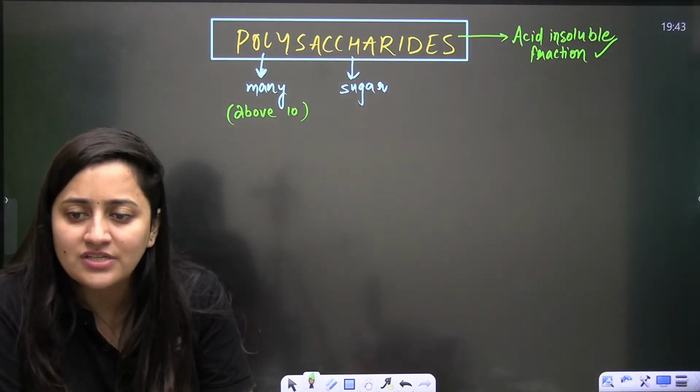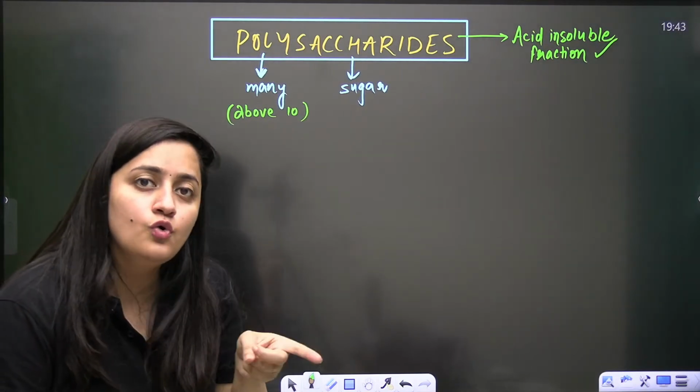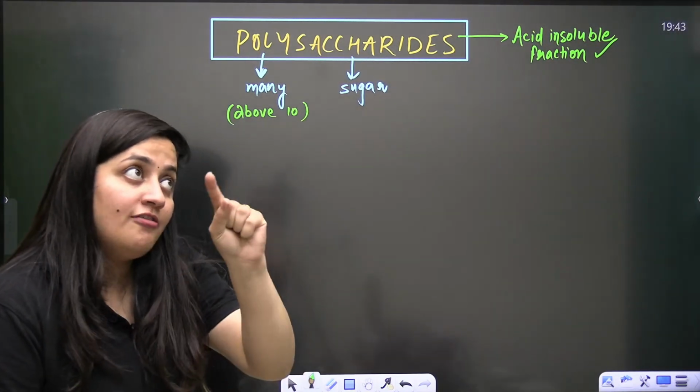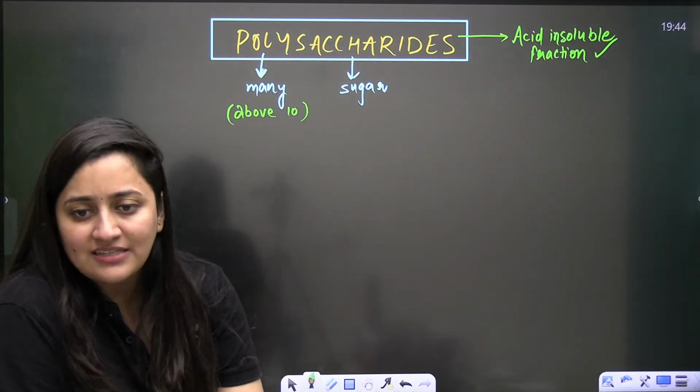Narayana is asking in sucrose, alpha or beta. Actually, in sucrose, your glucose is alpha glucose, but your fructose is beta fructose. So that's the point there.